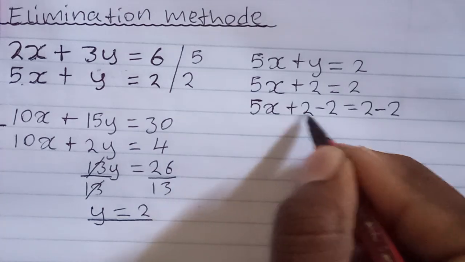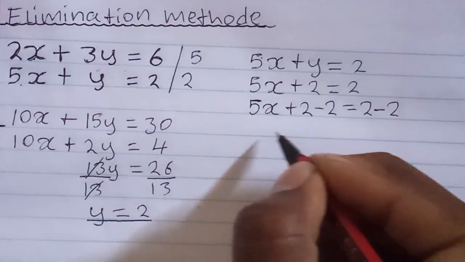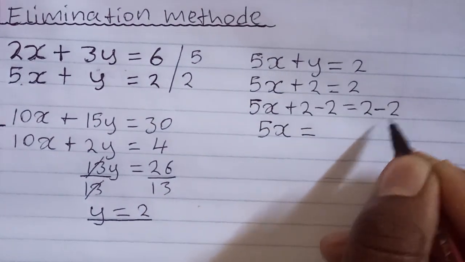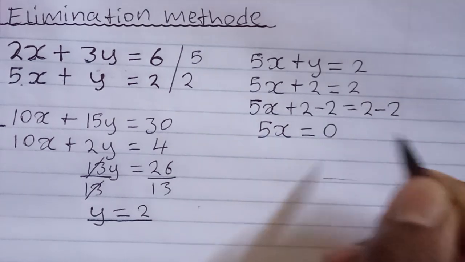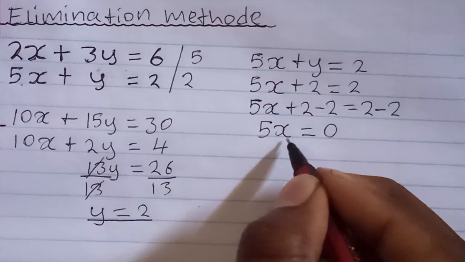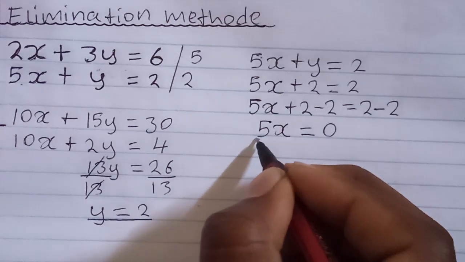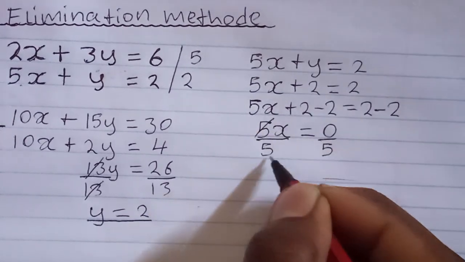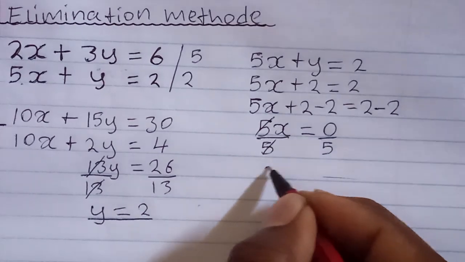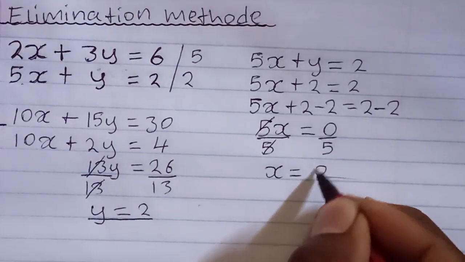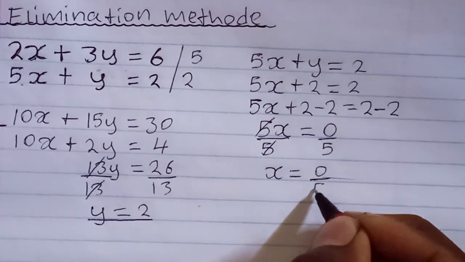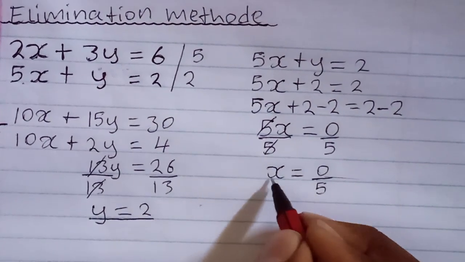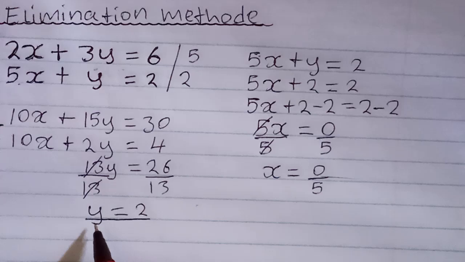So positive 2 minus 2 is 0. So we are just going to have 5x is equal to 2 minus 2, which is 0. For us now to find the value of x, we are going to divide by 5 on both sides. This 5 and this 5 will cancel. So we are going to have x is equal to 0 over 5, which is 0. So this is the value of x and this is the value of y.